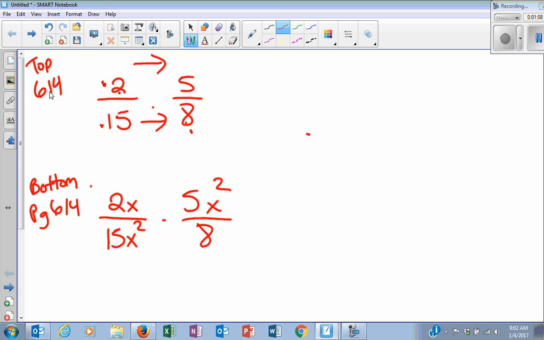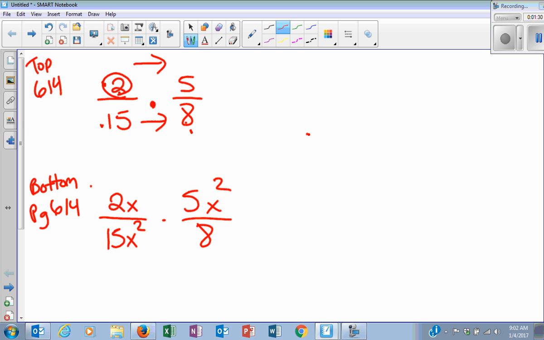Now, just make sure we're careful, because this is multiplying. Yesterday we did adding and subtracting, total different rules. For multiplying, it's real simple. You can cancel or you can simplify anything that has in common top and bottom, and then once you simplify, you multiply top times top, bottom times bottom.